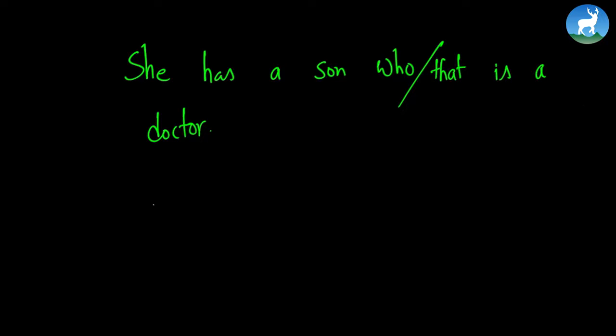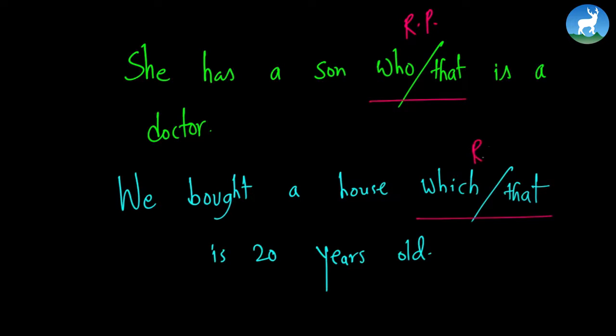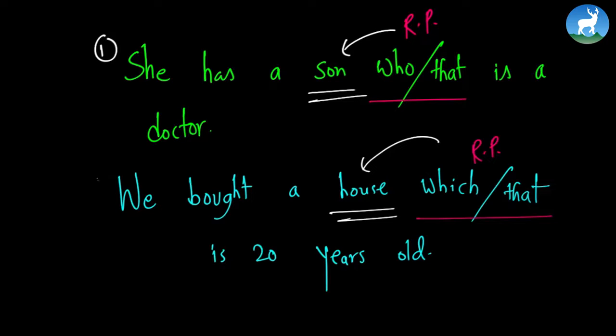Let me give you one more example. We bought a house which, or you can use that, is 20 years old. In these two sentences, what is the relative pronoun? Either who or that in the first, and which or that in the second, and they are defining the noun that precedes. In the first sentence, the noun is son, while in the second sentence, the noun is house. This is how you can use defining relative clauses, and we use them because they define the noun. So everything is defined in this context.